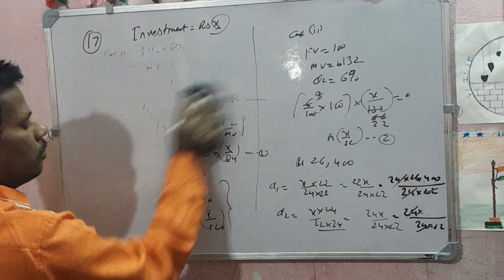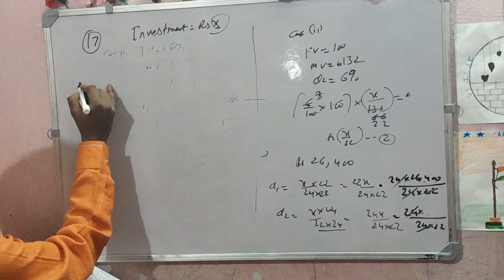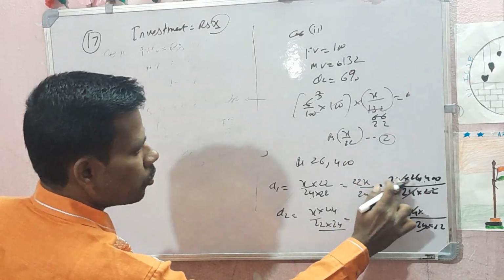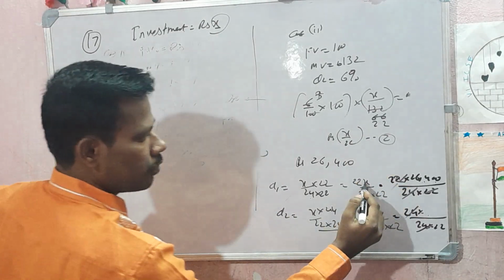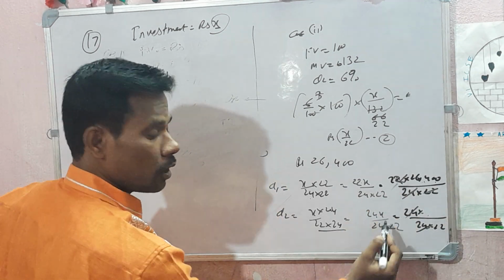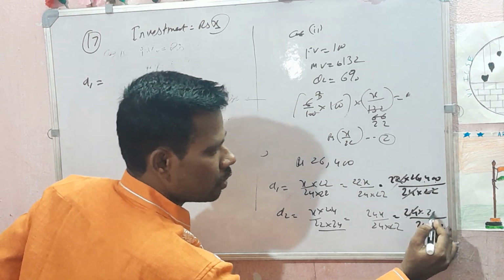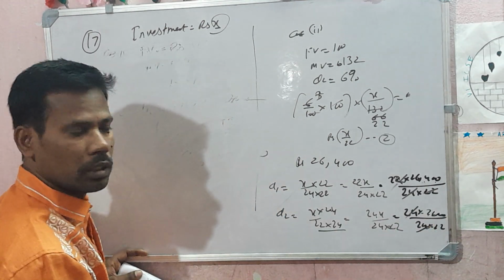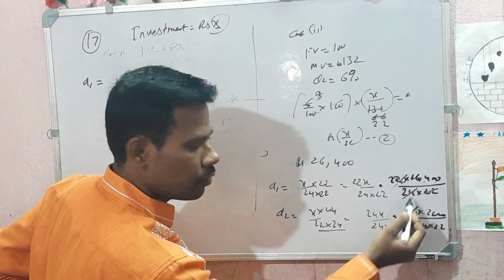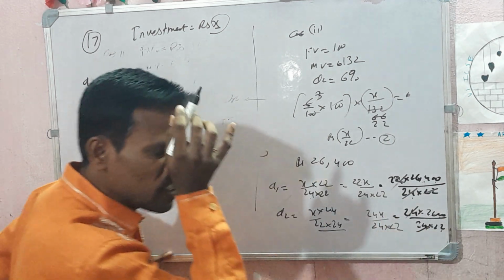So let me write here. Once again I will write D1 is equal to, this is 22 here, I am sorry, please make a note of it, 22 into 24, 22 gets cancelled. So here 24 into 24 gets cancelled, 26,400. What I am saying is 22 gets cancelled, 26,400 by 24. Here 24 gets cancelled, 26,400 by 22.